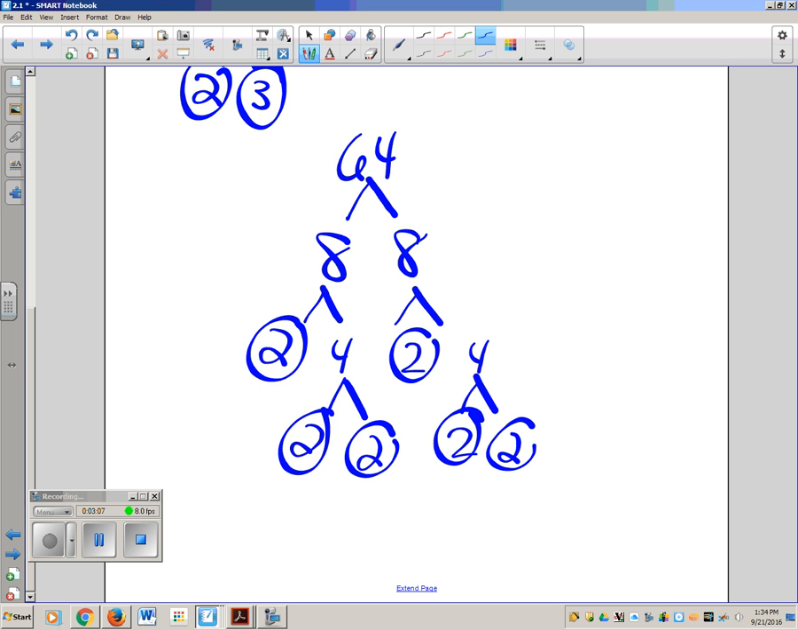Then you're going to rewrite using all those 2's. Make sure you have 6 of them. I want you to start using exponents. 2 to the 6th power. Very good. 2 to the 6th power. 2 times itself 6 times.